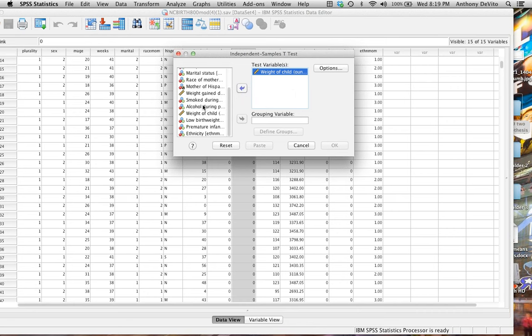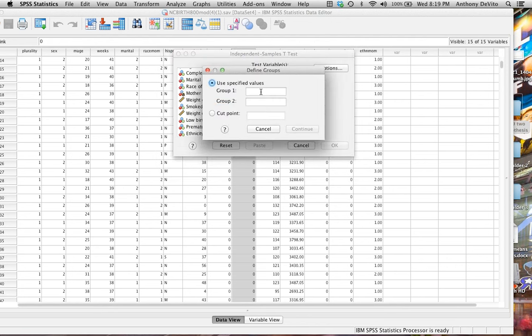It's weight gain, smoke, drank alcohol during pregnancy. Okay, I'm going to put it in there. Notice it wants me to define the groups. That means it wants to know what are the two groups? What are the symbols for the two groups? Well, it was 0 and 1. Why is it asking me to do that?